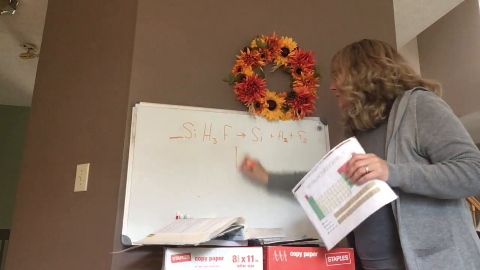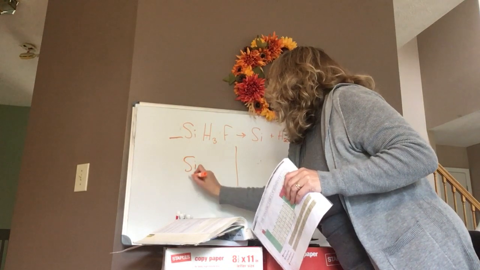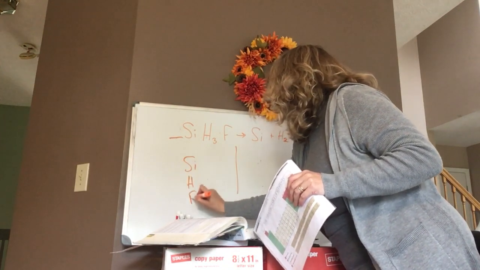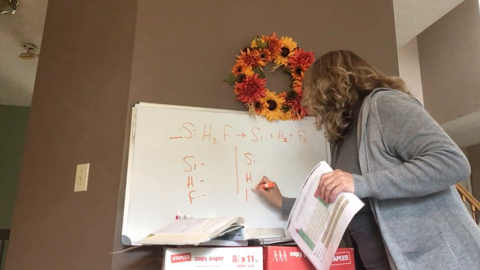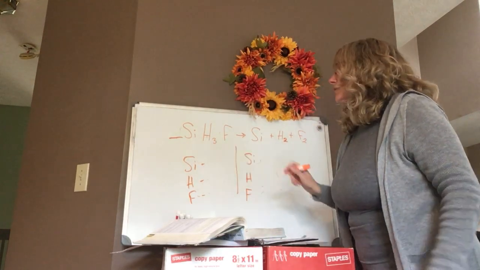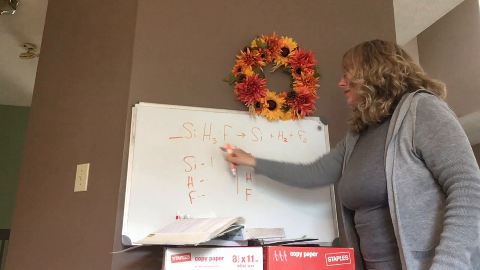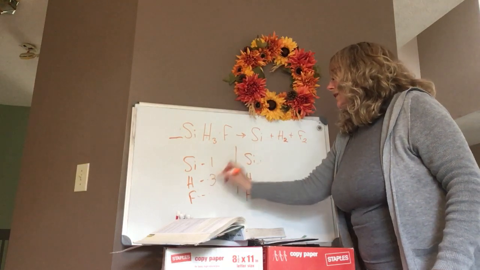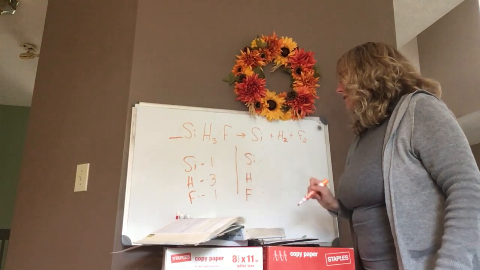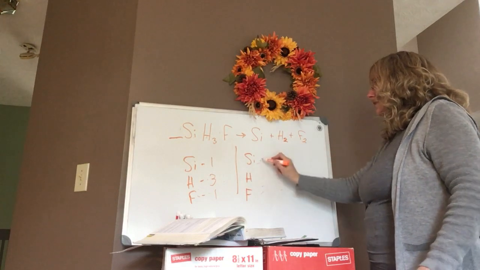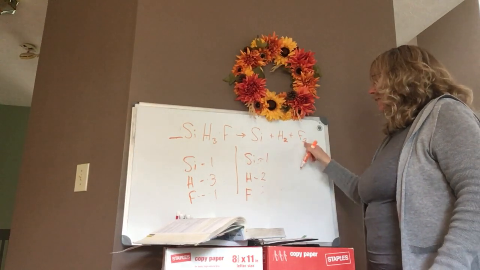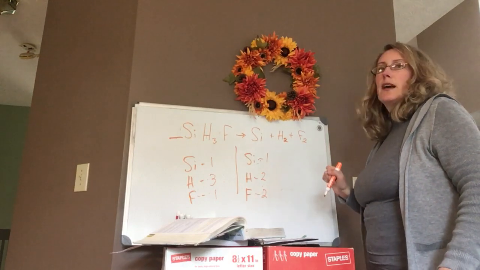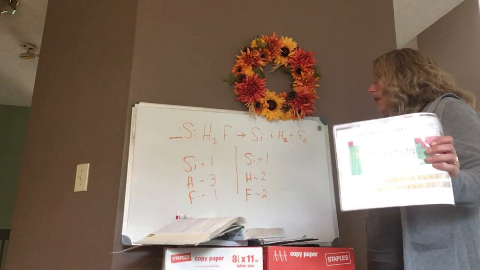So let's balance it. So Si, H, and F. So this side has to have Si, H, and F. How many silicons do I have? 1. How many hydrogens do I have? How many fluorines do I have? On this side, how many silicons do I have? How many hydrogens? And how many fluorines? Because they're homonuclear diatomics.